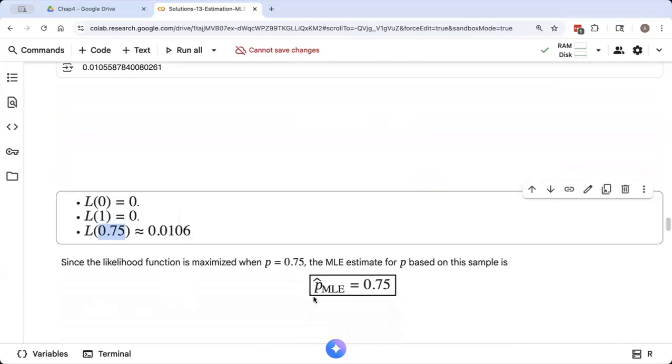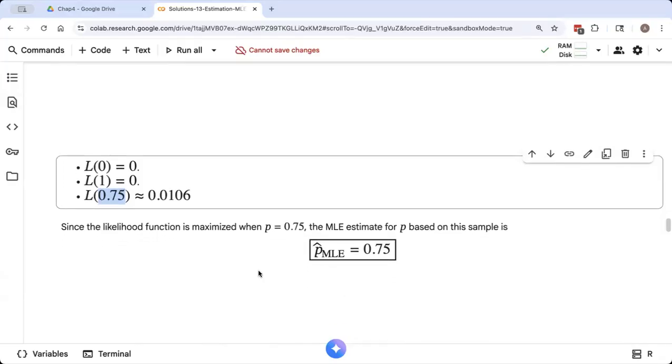So we're going to denote this estimate. We're estimating a population proportion, so we denote it with P. We put a hat over it because it's an estimate. And we put a subscript of MLE to denote that it was an estimate obtained using the maximum likelihood estimation process. So our maximum likelihood estimate is 0.75.